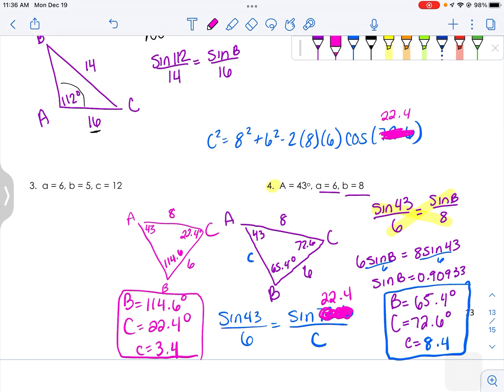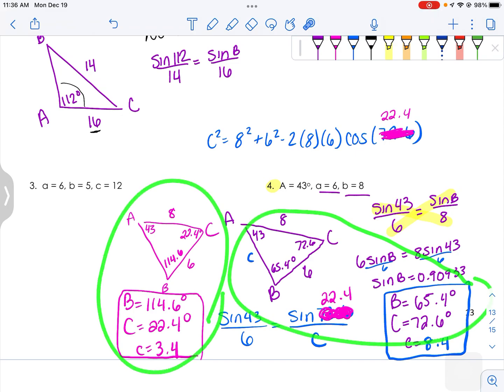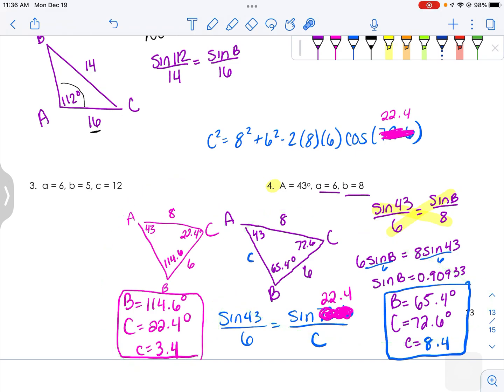And when you are solving these, try to organize your answers based off of the triangle so that we can tell which one goes with which. So I can tell that these answers went with this triangle and these answers went with this triangle. Otherwise, it's a little confusing to know which C value goes with which angle, etc. So try to keep that a little bit organized.